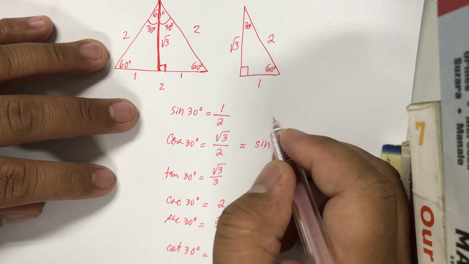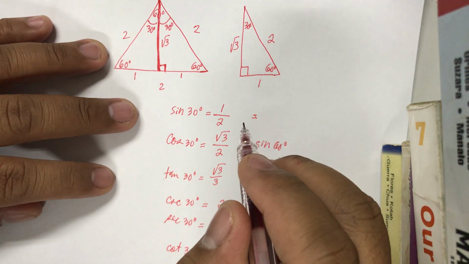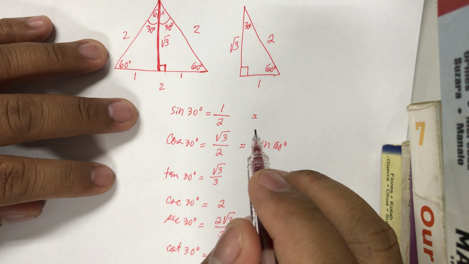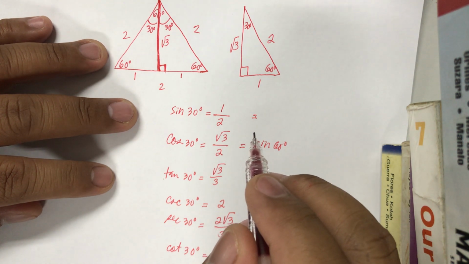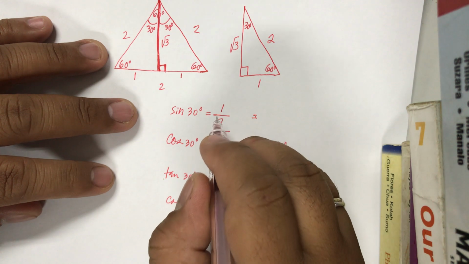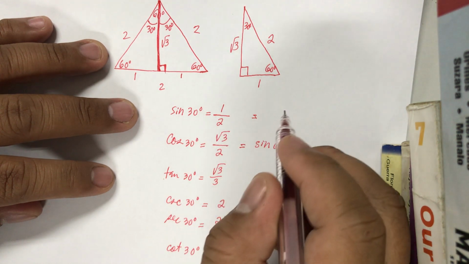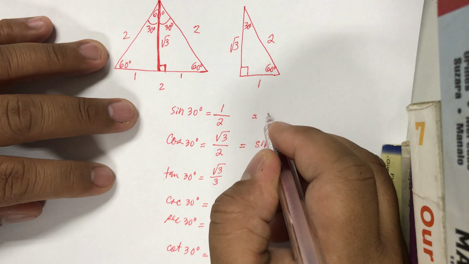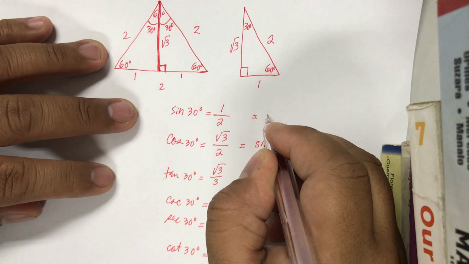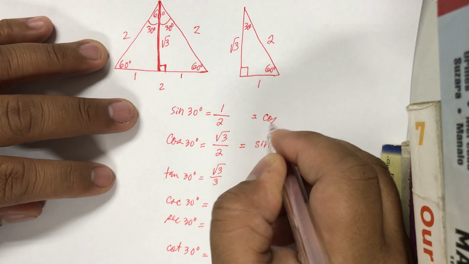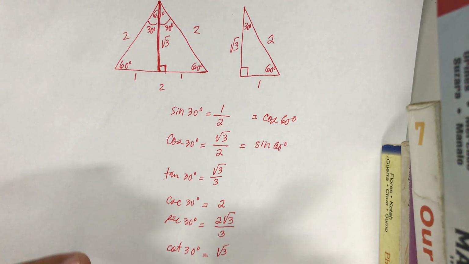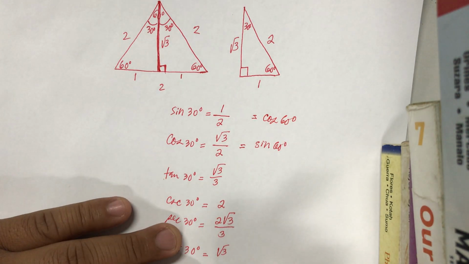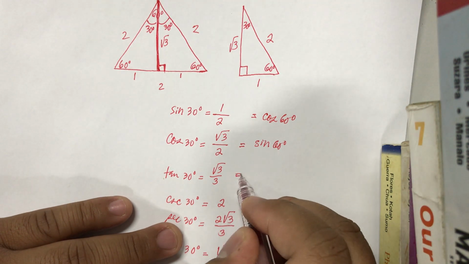Next, cosine 60 degrees. Of course, cosine 60 degrees would be adjacent over hypotenuse or 1/2. Right? 1 over 2. The 1 over 2 earlier is equal to sine 30 degrees. But that means cosine of 60 degrees is equal to sine 30 degrees, which is 1/2. Okay. You follow?